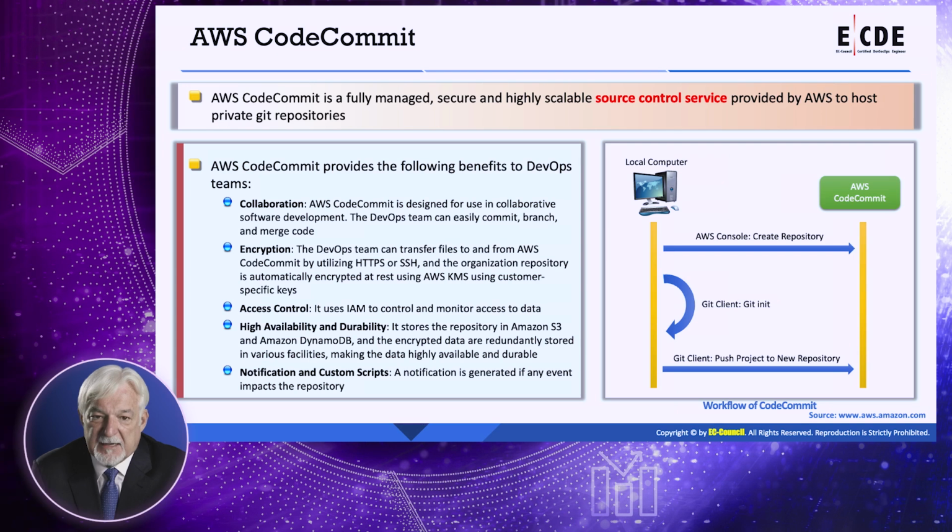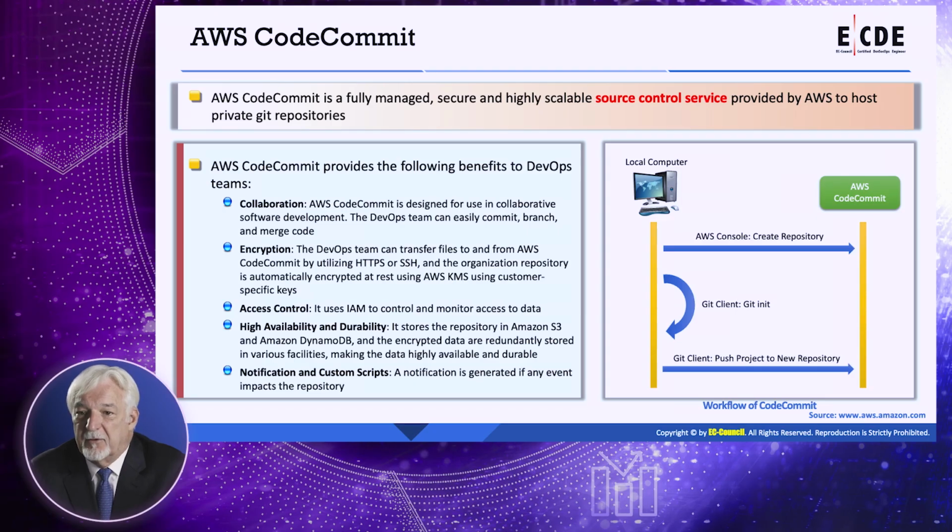There are access controls within Code Commit. It uses identity and access management to control and monitor access to data. There's high availability and durability. Basically, Code Commit stores the repository in Amazon S3 buckets and Amazon DynamoDB, and the encrypted data are redundantly stored in various facilities, making the data highly available and durable. So you're not looking at just a single repository either. Good for your DR and BCP type planning. There's also notification and custom scripts. A notification is generated if an event impacts the repository.